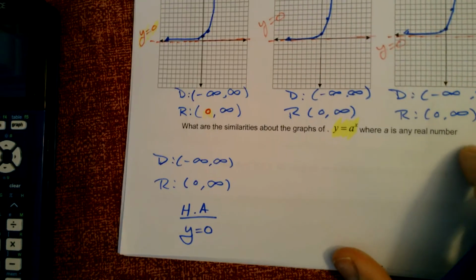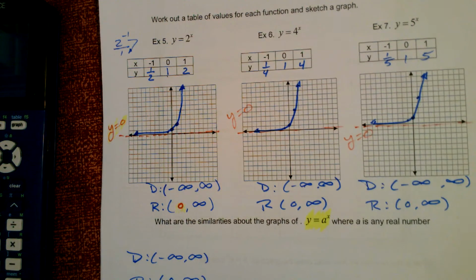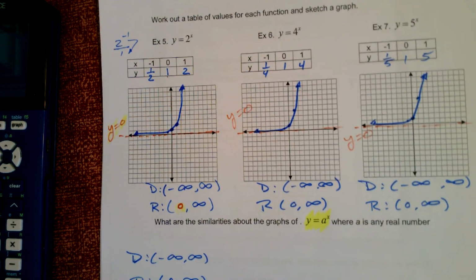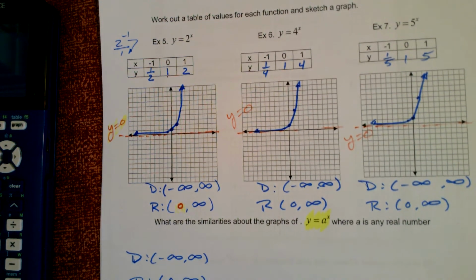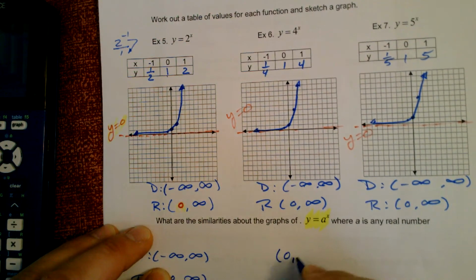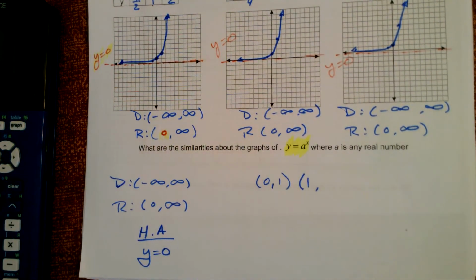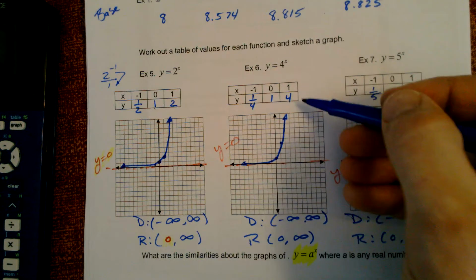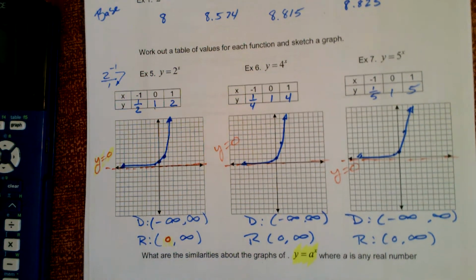All right, awesome. Look at the coordinate points. What do you notice that they have in common? What will they always have in common? What are the similarities that you guys see? They have a y-intercept of (0, 1). And what happens when you plug in 1? We got (1, 2), we got (1, 4), we got (1, 5). What happens when you plug in 1? What do you see?